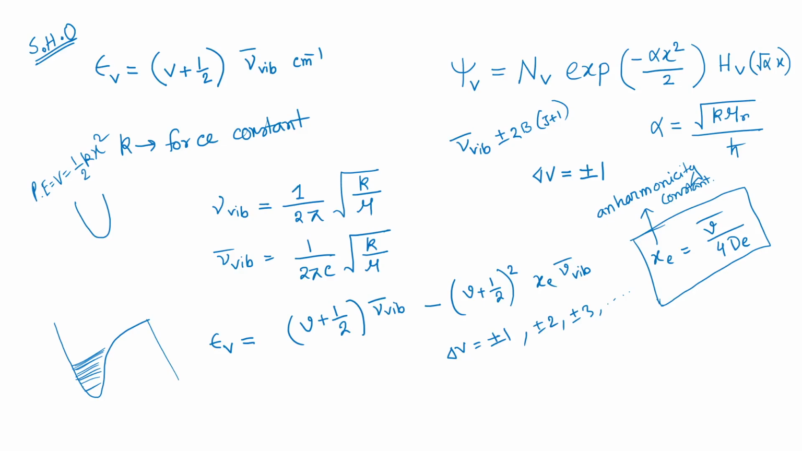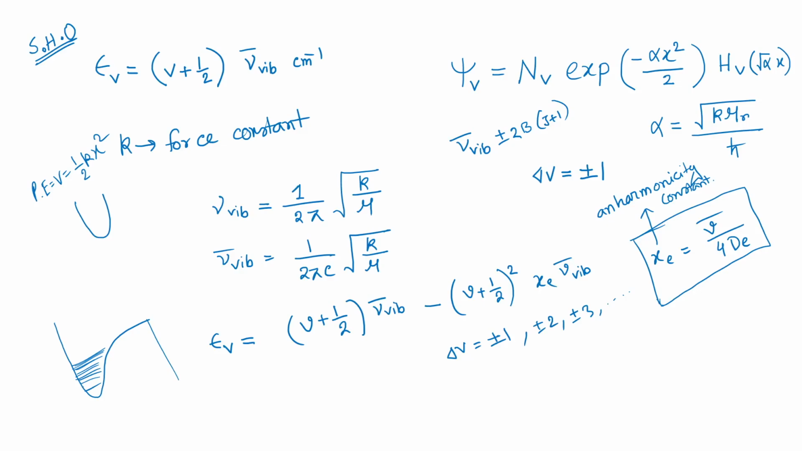Yes. And when anharmonicity comes into the picture, then not only the V equals 0 to 1 transition is possible, but 0 to 2, 0 to 3 are also possible. Plus minus 1 is known as the fundamental, plus minus 2 is known as the first overtone, and plus minus 3 is known as the second overtone. Do you know something known as hot bands? No, I don't. Okay, so there is something known as hot bands.